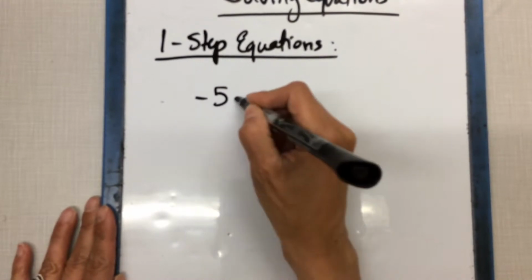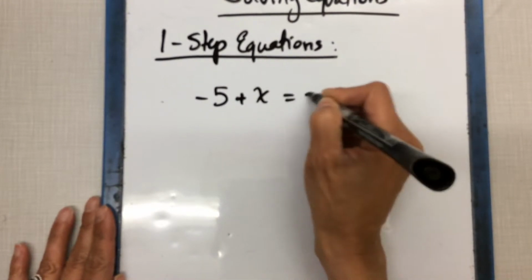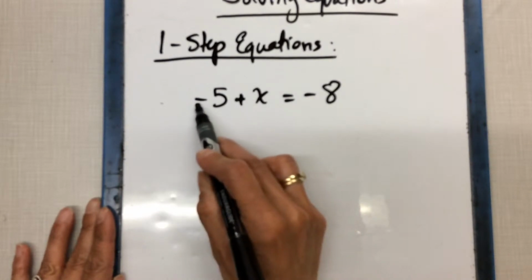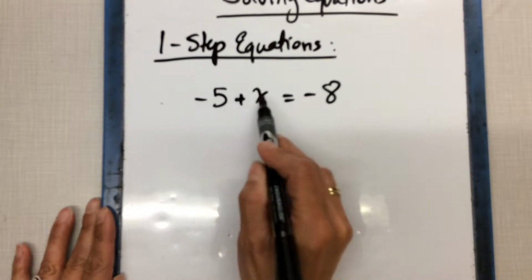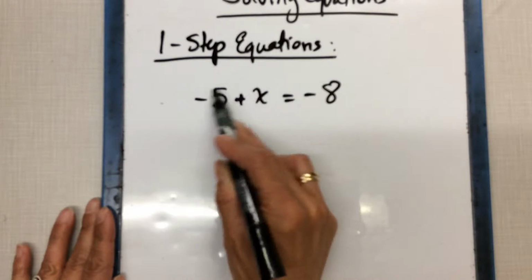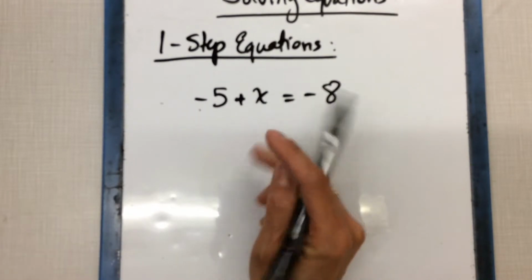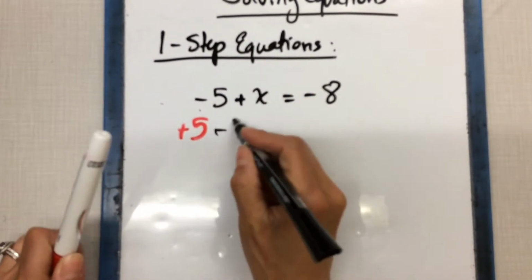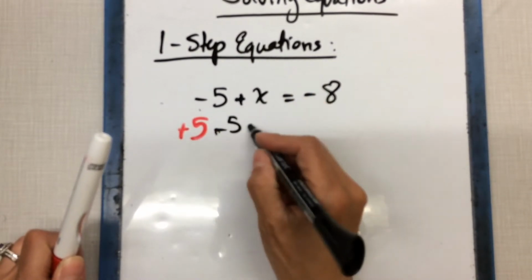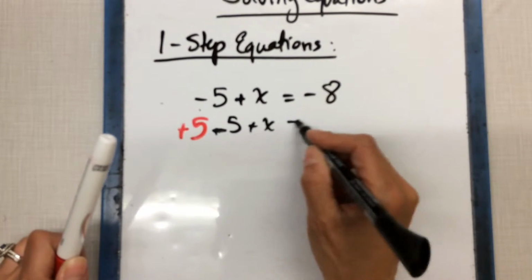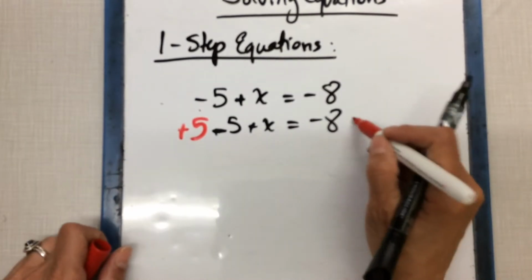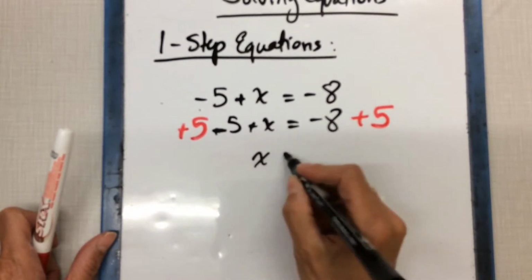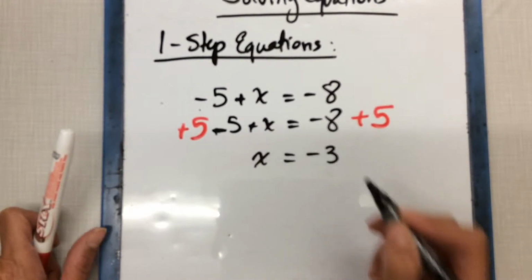Negative 5 plus x equals negative 8. In this case, again, we have a 5 being subtracted from x, so the opposite would be to add 5. So plus 5, minus 5 plus x equals minus 8, and add the 5 here. And that results in x is equal to negative 3.